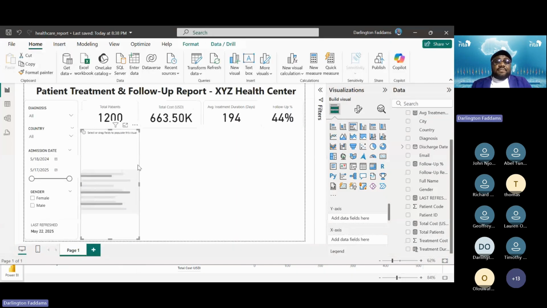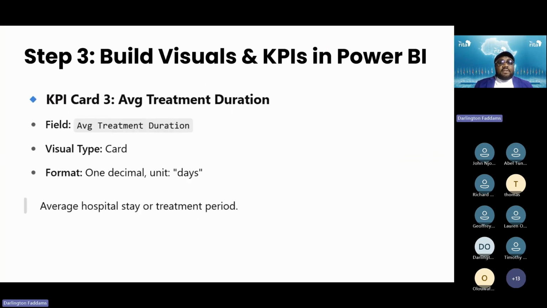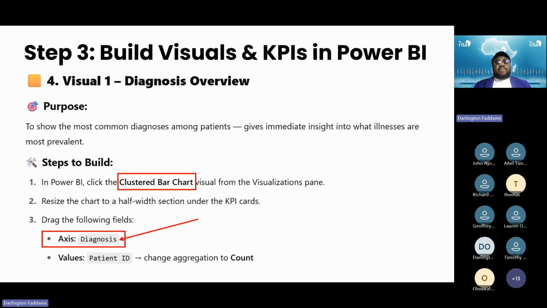And to get this right, if you come here to the main visualizations, the first one here is using clustered bar chart. You can see that you are supposed to use clustered bar charts. And you can see that the axis, talking about the x-axis, should be given to the diagnosis column. And then the values, which is a y-axis, should be given to the patient ID, but then we should change the aggregation to counts.